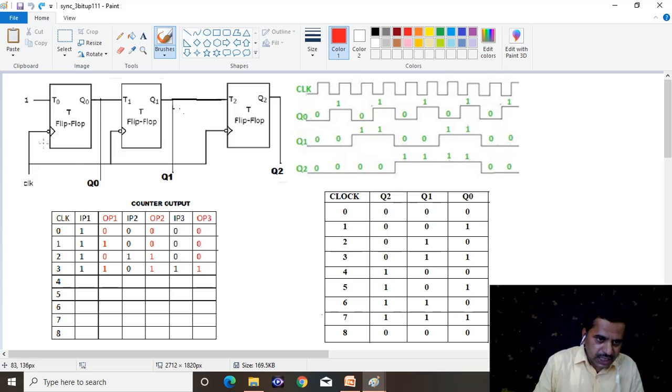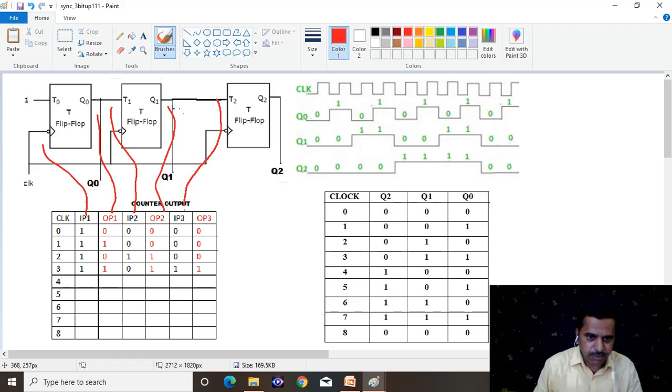Now this is the input. This is the output of the first flip-flop. This is the input of the second flip-flop. This is the output of the third flip-flop. This is the input of the third flip-flop. This is the output of the third.